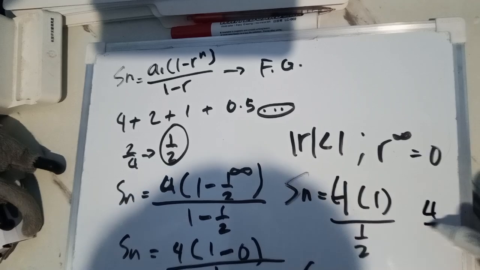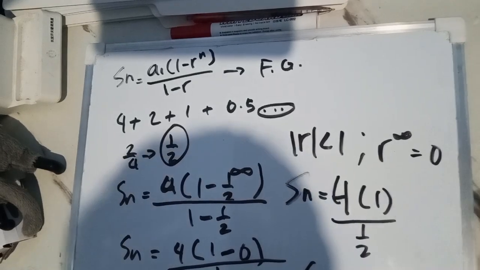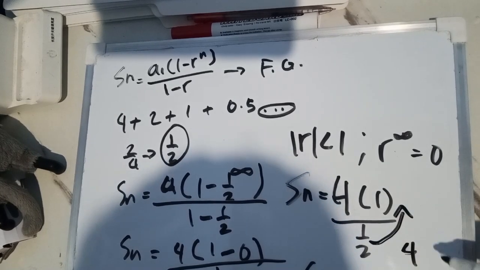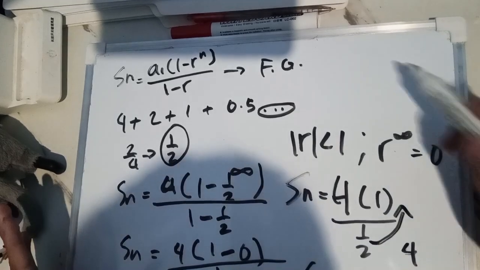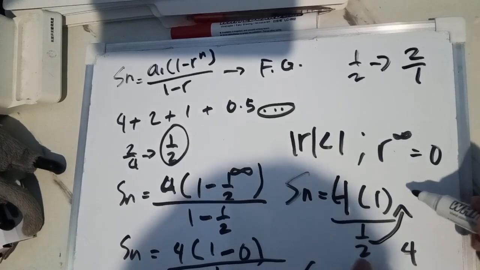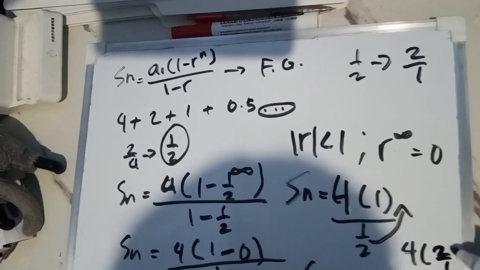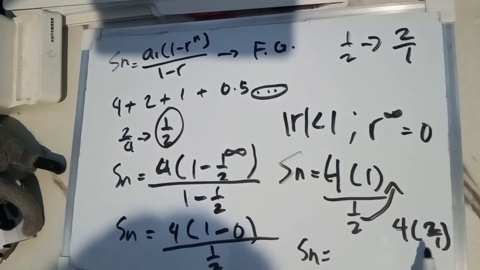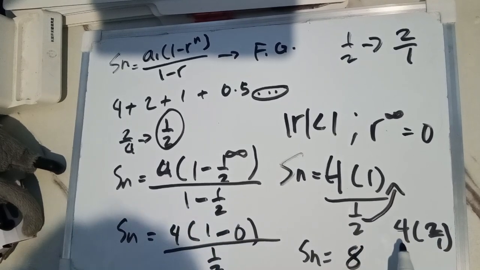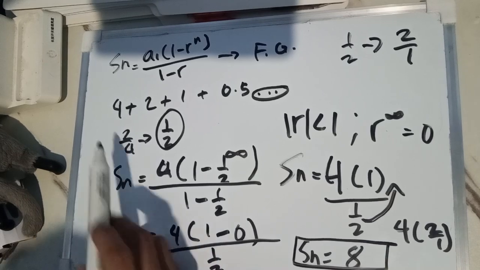Okay, so 4 over 1 half. What do we get? We should know that when we divide by a fraction, we flip the fraction, we take its reciprocal. The reciprocal of 1 half becomes 2 over 1. So 4 times 2 over 1 is 8. So this is our sum for the geometric series of this type of sequence.